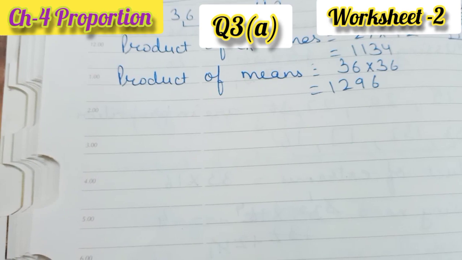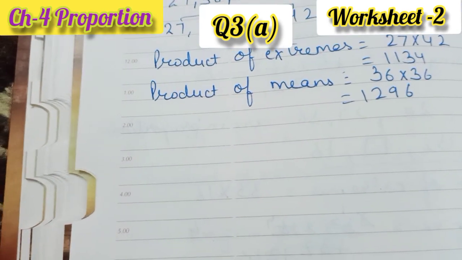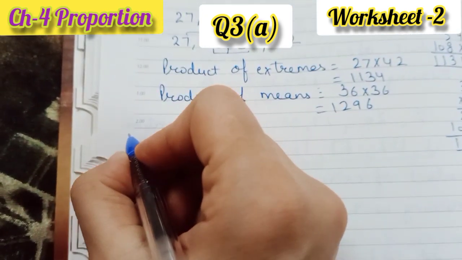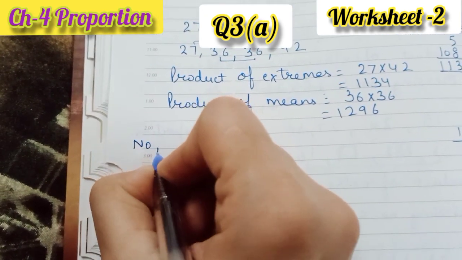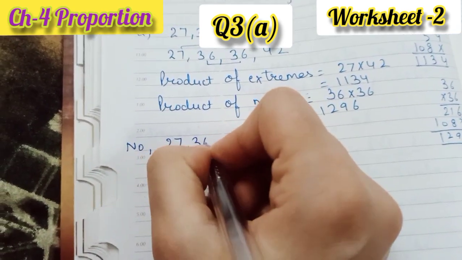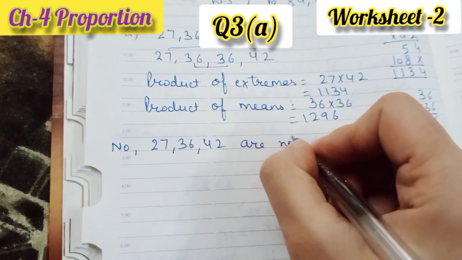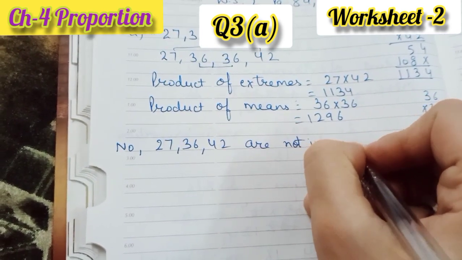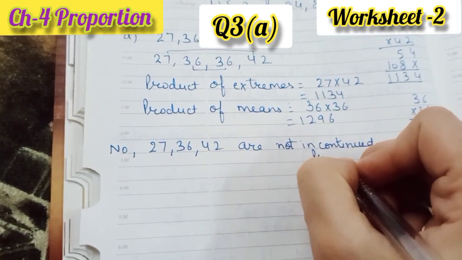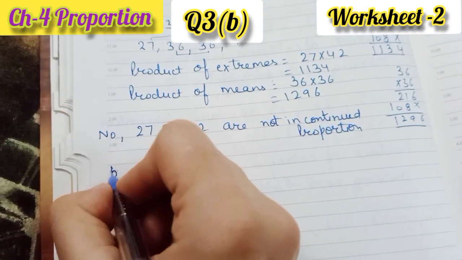So here you find that the product of extremes and the product of means are not equal. So we can say that no, 27, 36 and 42 are not in continued proportion. We take one more example.